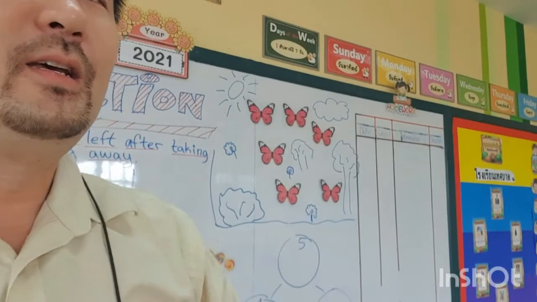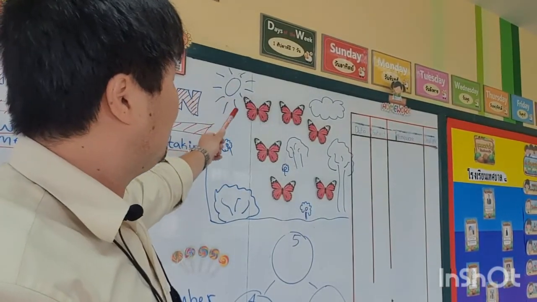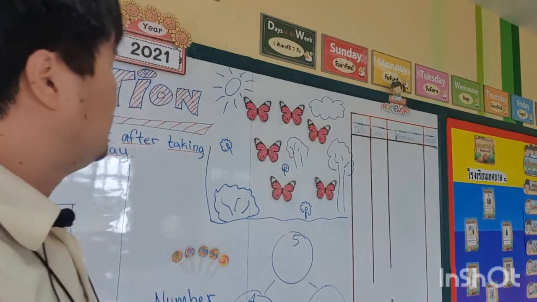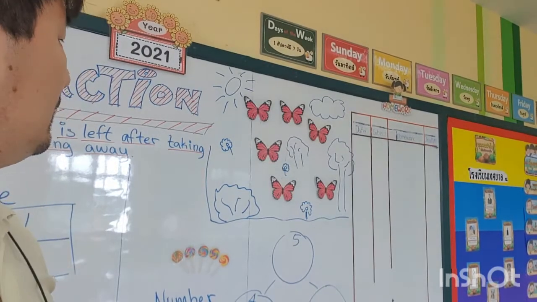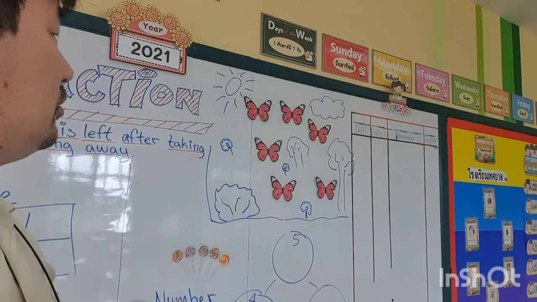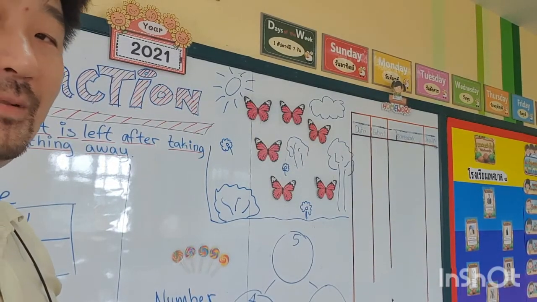Okay, so here we have butterflies. How many butterflies do we have? 1, 2, 3, 4, 5, 6. So there are 6 butterflies in the garden, but all of a sudden 2 butterflies, they fly away.